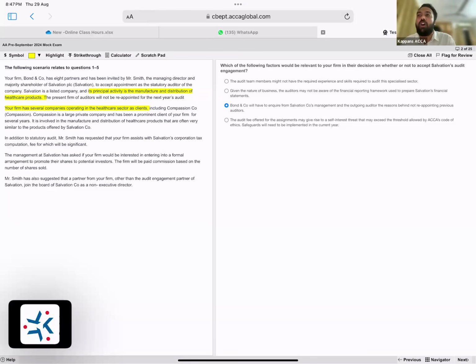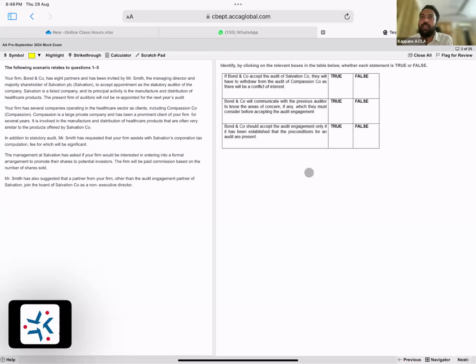Then the next point is that auditor will have to contact previous auditor. Contacting previous auditor is one of the procedures before accepting audit. So this is deciding whether your firm should accept or not accept Salvation's audit. So option C, the auditor, Bond and Company, will have to inquire from Salvation's management and outgoing auditor the reasons for not reappointing the previous auditor.